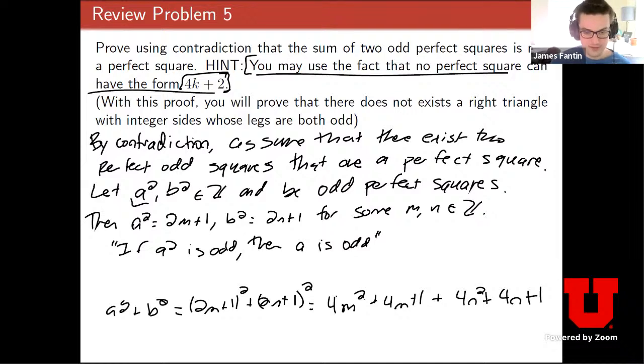Oh, yes, the fundamental theorem of arithmetic. Yes, I believe that was the other thing that you can use. So yeah, good job. That one, I couldn't remember.